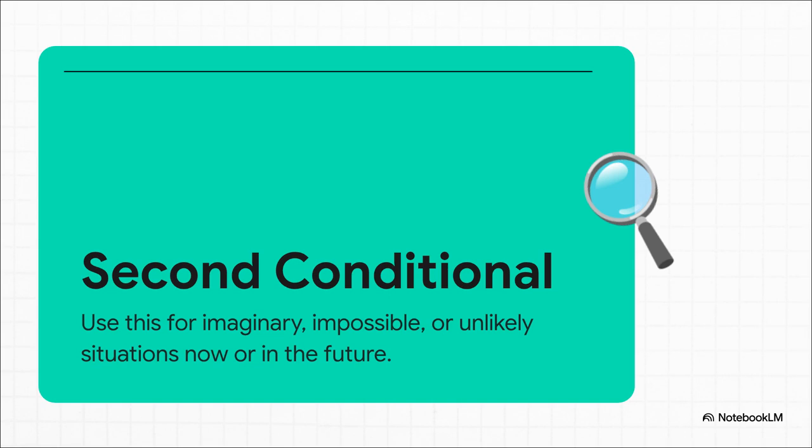And finally, our third type is the second conditional. This is what I like to call the dream conditional. It's for all the imaginary, unlikely, or maybe even impossible situations. It's perfect for asking those big what-if questions.